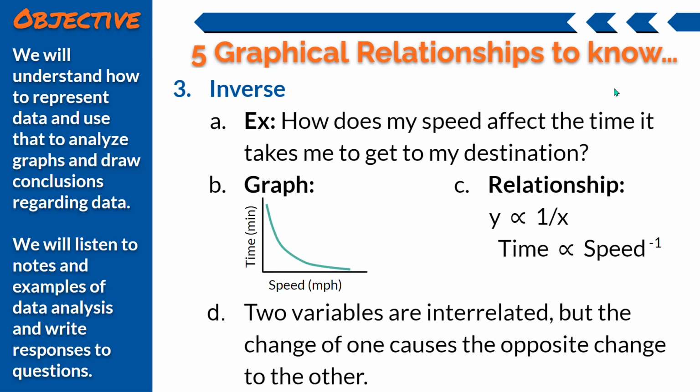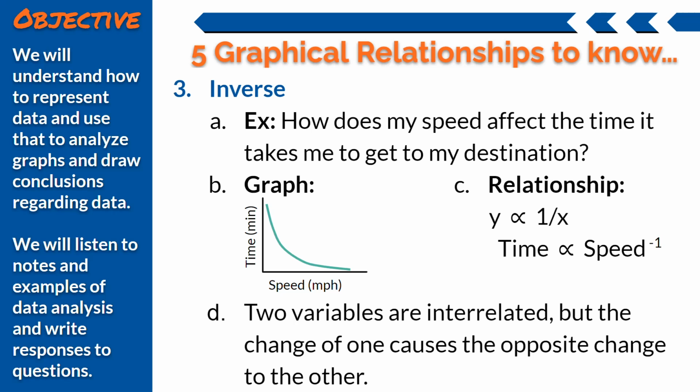The third type of relationship you need to know is an inverse relationship. For example, how does my speed affect the time it takes me to get to my destination? I would expect that if I drive faster, I will get there in less time, meaning that as my rate of speed gets larger, my time gets smaller, and they change in opposite directions. This is going to be indicative of an inverse relationship. The two variables are interrelated, but the change of one causes the opposite change to the other.